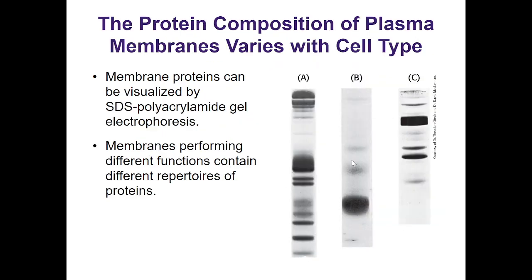The protein composition of plasma membranes can vary with cell type. Your membrane proteins, again, can be visualized by the SDS polyacrylamide gel electrophoresis that we talked about in chapter 4. Your membrane's going to perform different functions containing different repertoires of proteins. And again, we can tell the cell type where they match. We can then take these proteins, figure out what they are, and build up our knowledge slowly but surely, right?